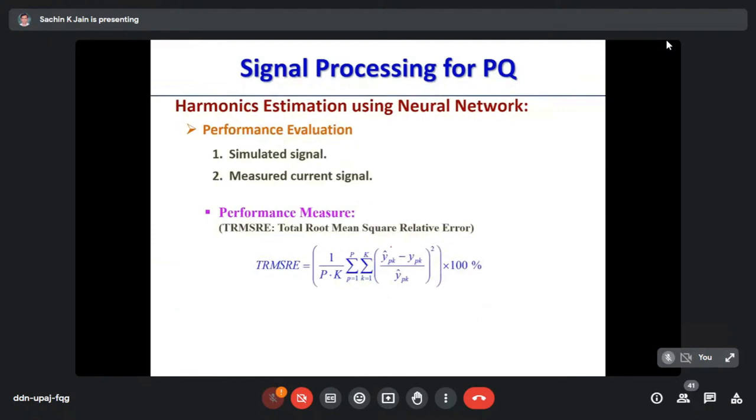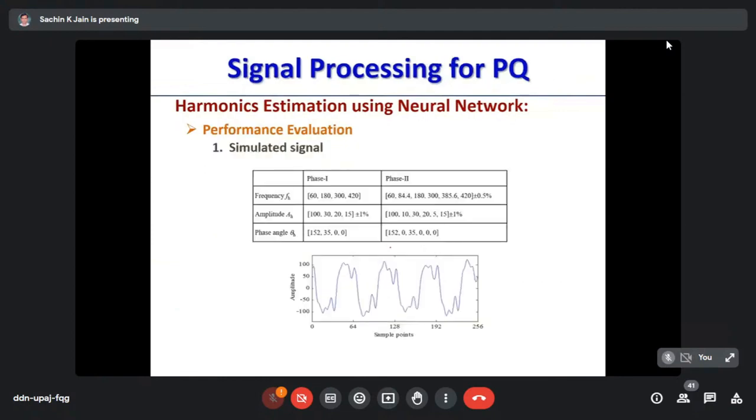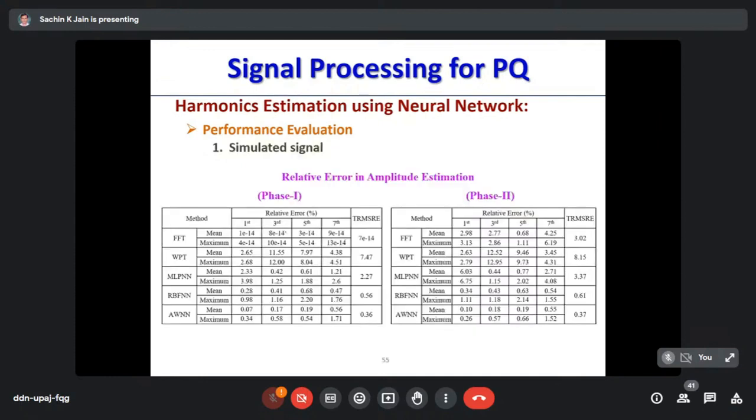There are some results from our research that we have done long ago. First, on simulated signals, we have demonstrated, if these are our frequency components, then these are the amplitudes that we have considered. So this is the relative error that we have obtained. This shows how accurately FFT can operate for phase 1, meaning when your frequency is small.